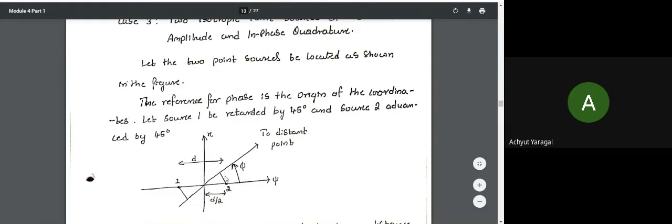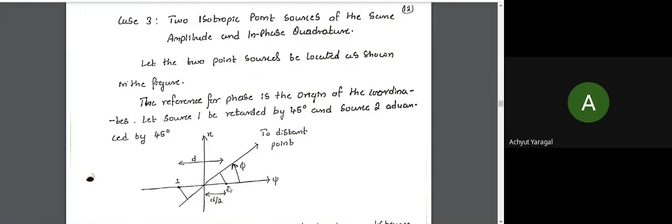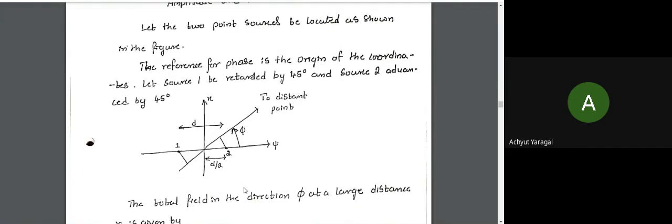So the phase reference again is taken from the origin. Again, the lead source 1 will be retarded by 45° and source 2 will be advanced by 45°. In the previous case we did not mention how much it is retarded or advanced, but in this particular case we are specifying that it is retarded by pi by 4 and advanced by pi by 4. So in this case, just adding pi by 4 to the first case, we'll get the total field.